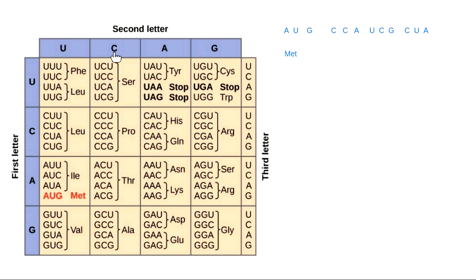Go up to the top. My second letter is a C, so I know I'm in this column. We're somewhere in this box. I could go over to the side and find my A to know I'm in the third position, or I can just find it here, CCA. My next amino acid that I'm going to put into my amino acid chain is proline, PRO, proline.